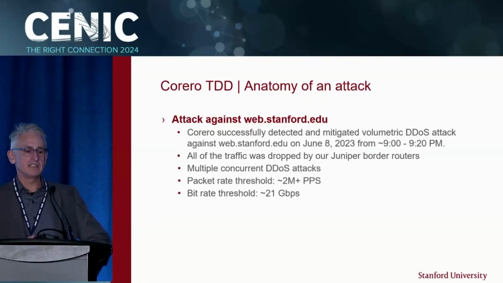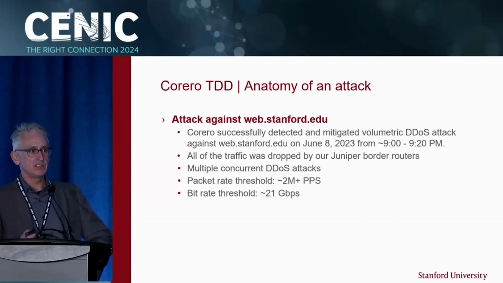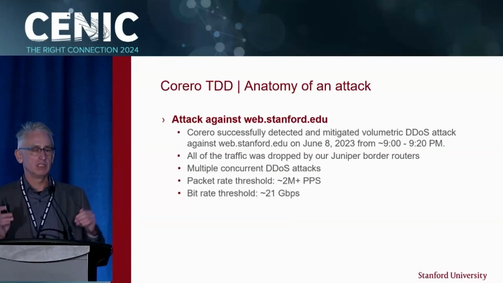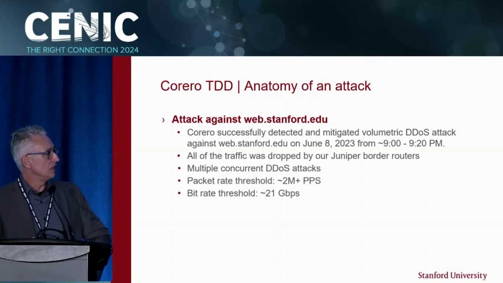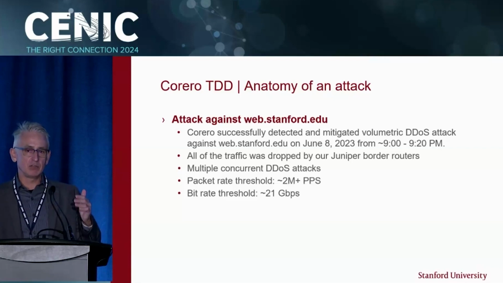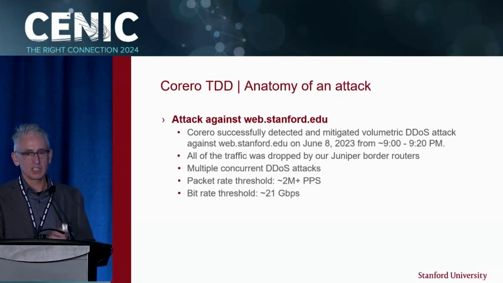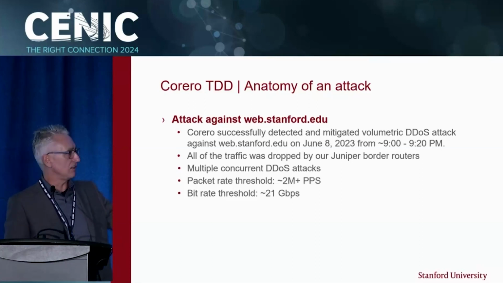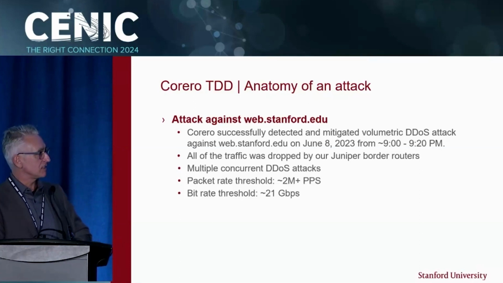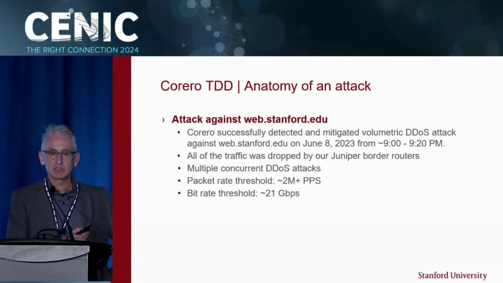So this is a real attack that happened against web.stanford.edu. And we had just put Corero into production mitigate mode May 23rd. And during our commencement, we're not allowed to make any changes to the network. So that's why it was great. We jammed this into mitigate mode right before commencement. And sure enough, June 8th, we got 2 million packets per second and 21 gigs towards our web infrastructure. So the timing was really good on us turning it on to mitigate.